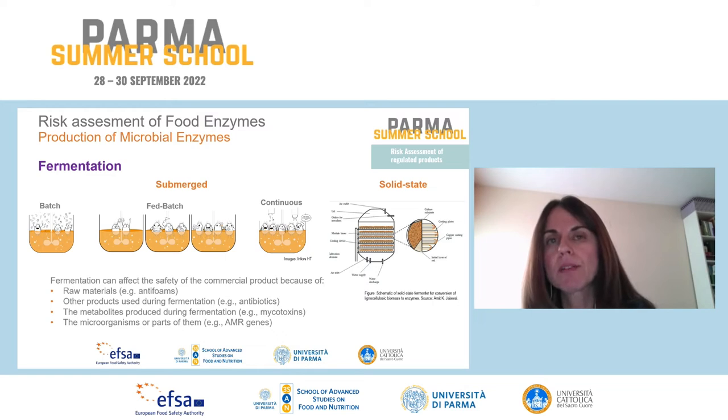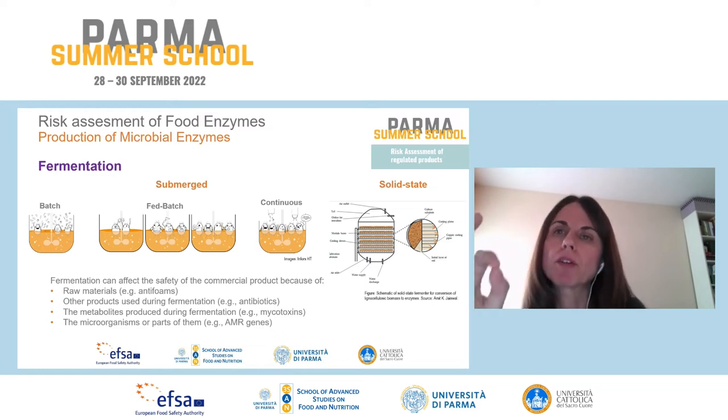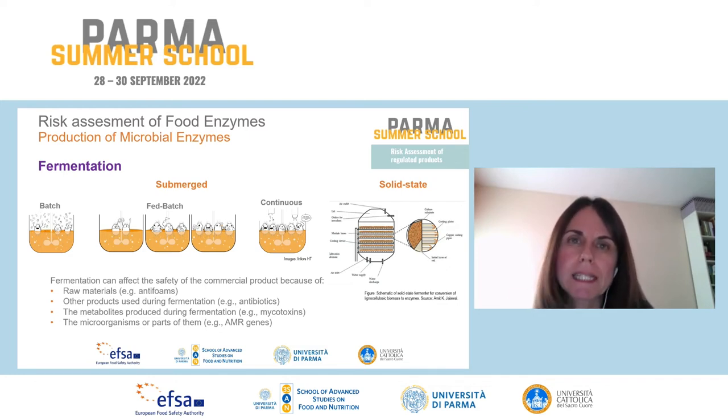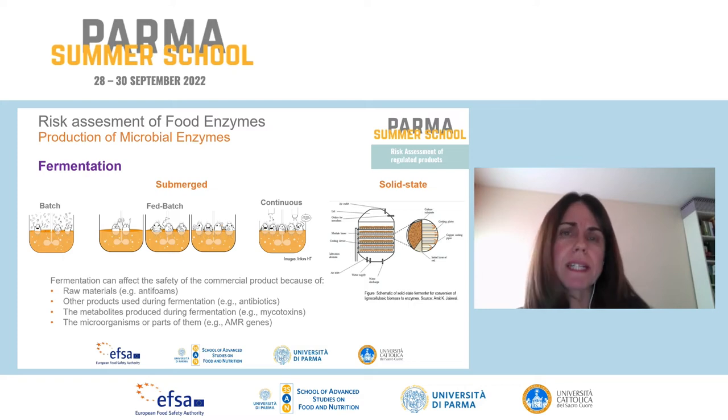In the submerged fermentation, there are three main ways of growing the microorganisms: batch, where the microorganisms are inoculated in a fixed volume of medium; fed batch, where the nutrients are gradually added to the batch culture; and in the continuous process, the fresh medium is added into the batch system, but then there is a corresponding withdrawal of the medium containing the product. In the case of the solid state fermentation, the microbial growth and the product formation occurs on the surface of solid materials that have very low moisture content.